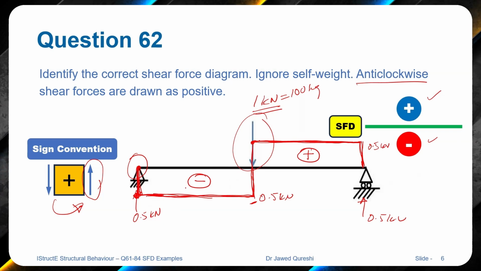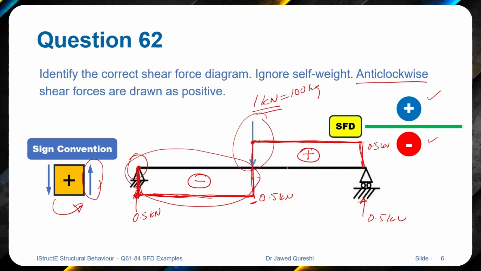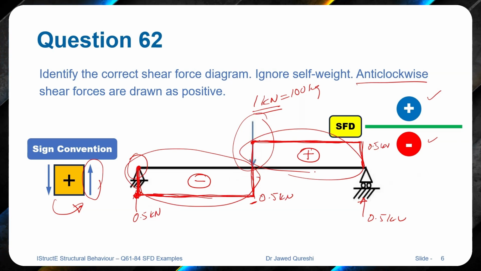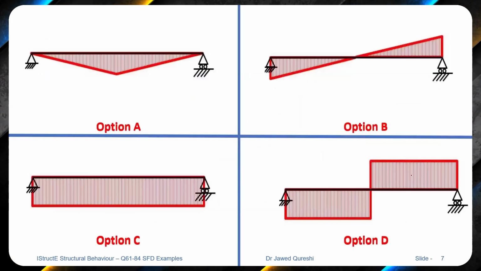So this is how we draw the shear force diagram when anti-clockwise forces are positive. If clockwise forces are positive, then simply this part will be reversed, it will be upwards, and this part will be downwards. But here in this case our sign convention is that anti-clockwise forces are positive. That's why we draw upward forces on the upward side of the axis and downward forces at the bottom side. Let us see what options we have.